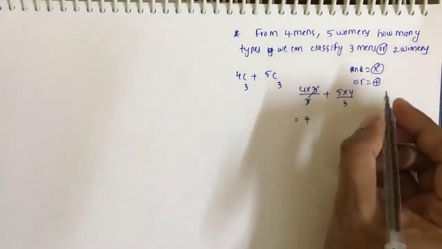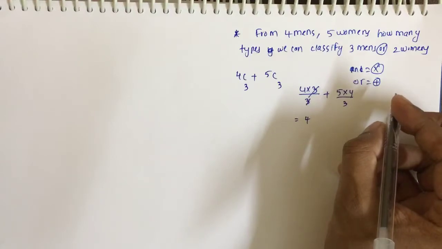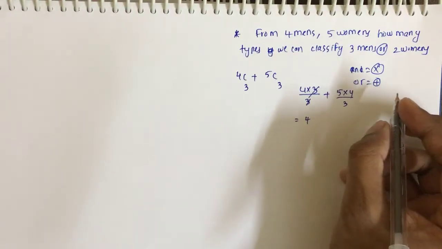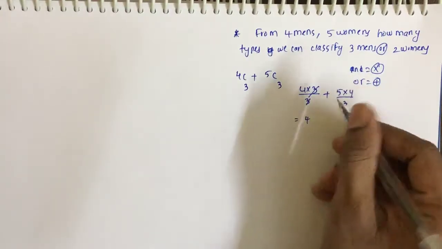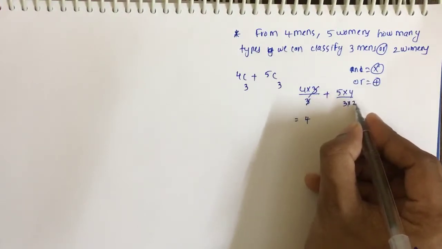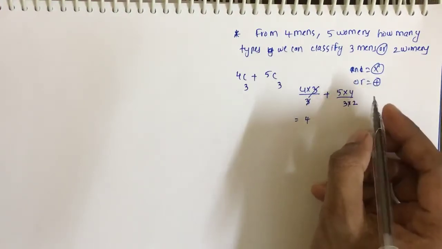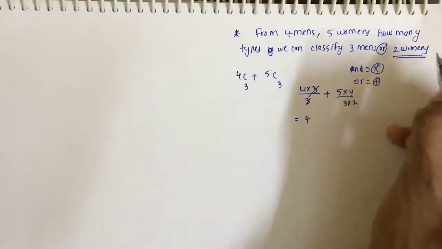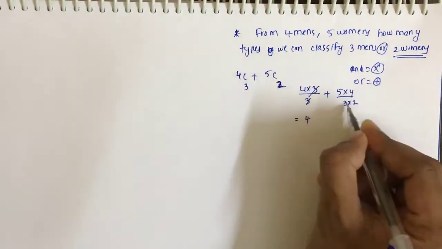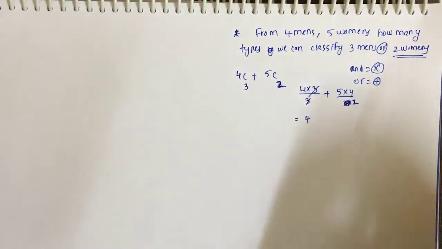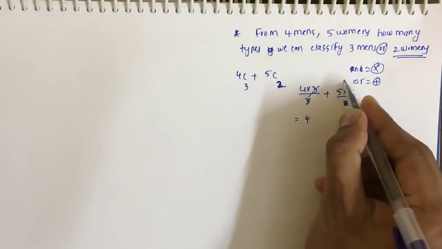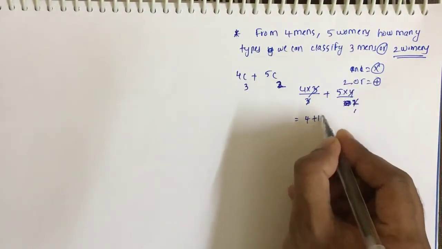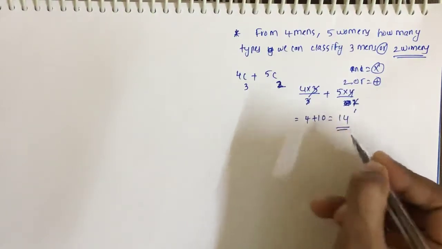Sorry, this is 2, right? No, 3, and then 2. Sorry, this is 2 women. 2 here. 2 ones, 2 twos, 5 twos are 10. Total 14 ways it will come.